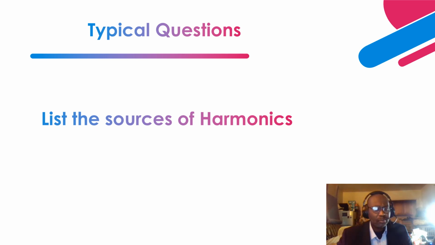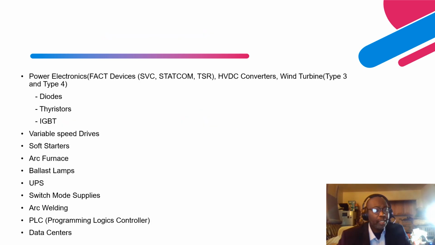Next question. List the sources of harmonics. So this is how you answer that question, to get all the score points. Harmonics are produced from power electronics devices. And don't just say power electronics devices. What are the power electronic devices? You need to go much deeper. Take a deep dive into what type of power electronic devices.